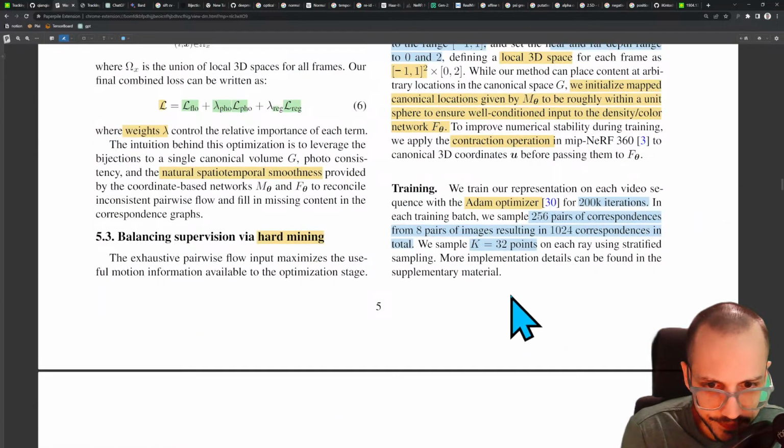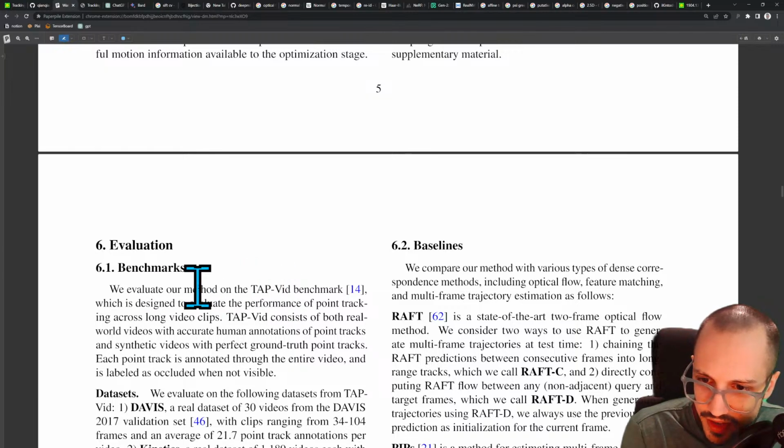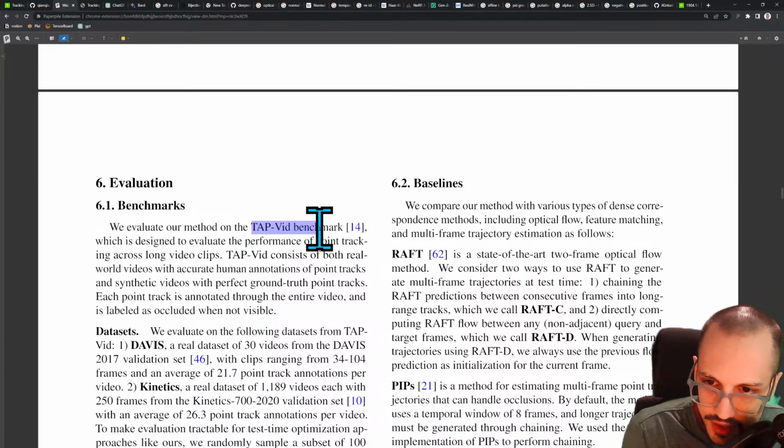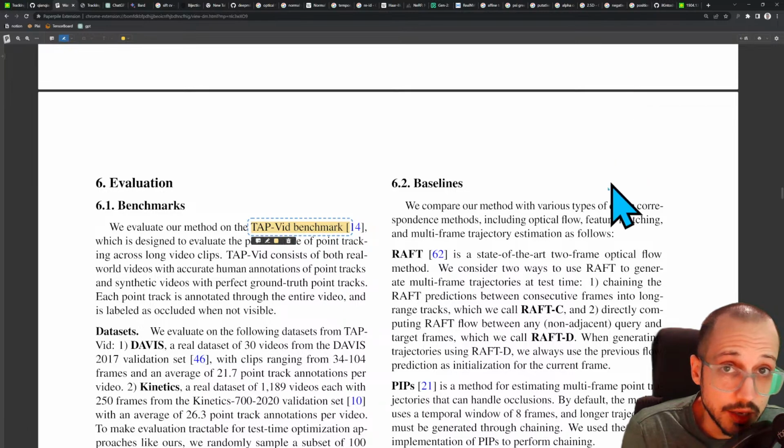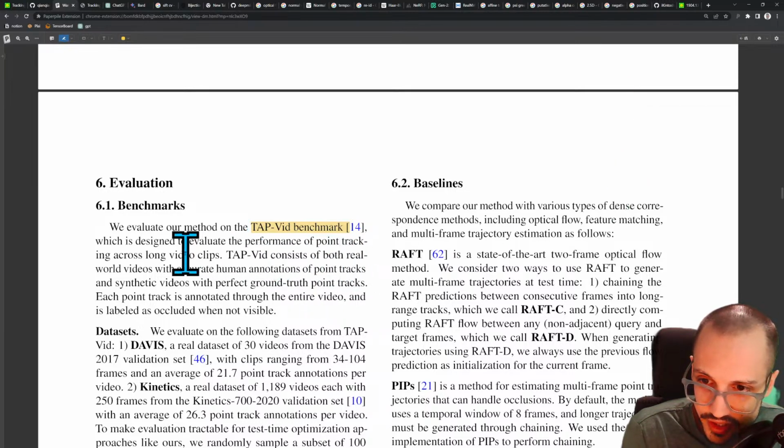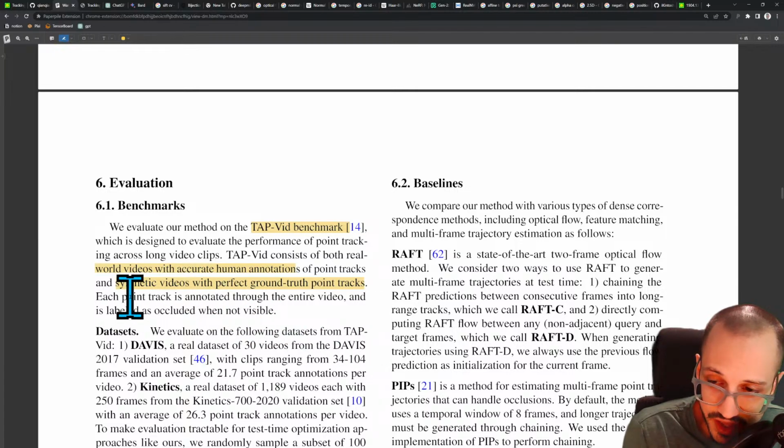It's a lot. Evaluation. Okay, so they evaluate on this TAP-Vid benchmark, which we tried to look up and couldn't even find a single thing for it. So it's kind of an obscure benchmark that they used. TAP-Vid consists of both real-world videos with accurate human annotations of point tracks, and then some synthetic videos with perfect ground truth point tracks. Again, if you have synthetic videos, you know the exact perfect ground truth.